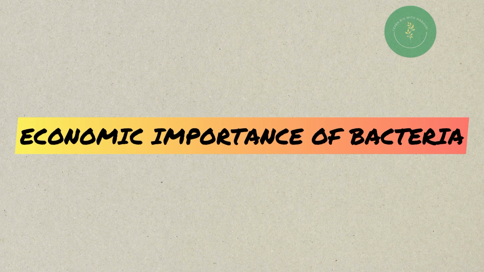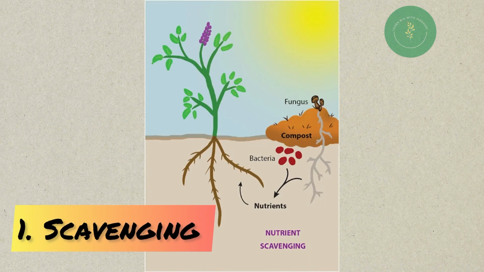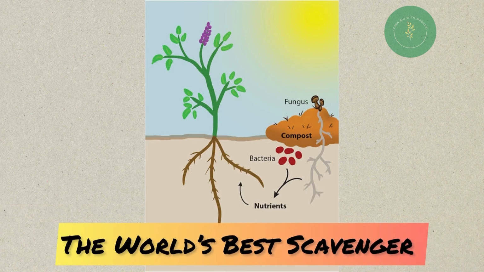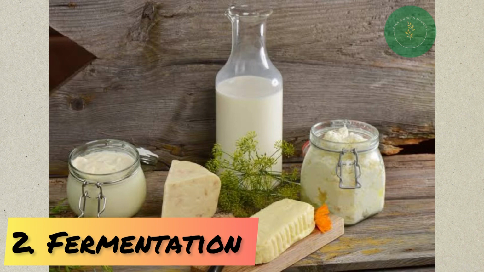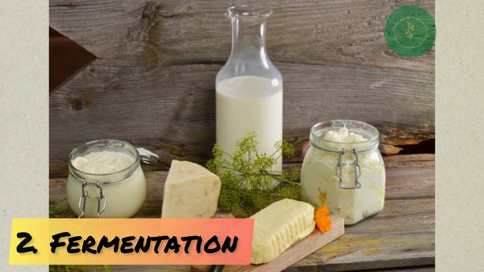Economic importance of bacteria. 1. Bacteria decompose the dead bodies of animals and plants and convert them into simple organic compounds. It increases soil fertility. Hence, bacteria are called the world's best scavenger. 2. Fermentation. Many industrial products like butter, cheese, etc. are obtained by fermentation using bacteria.